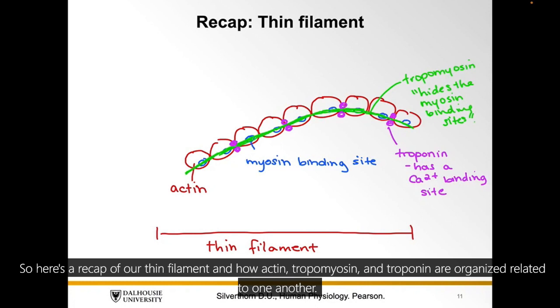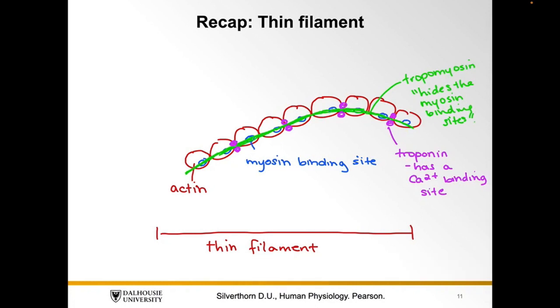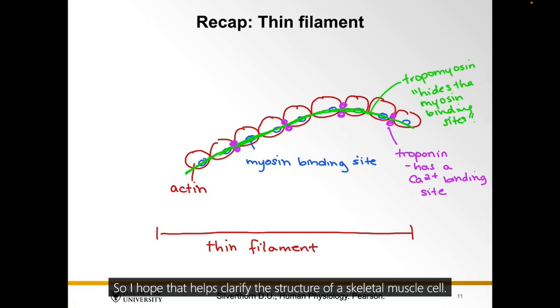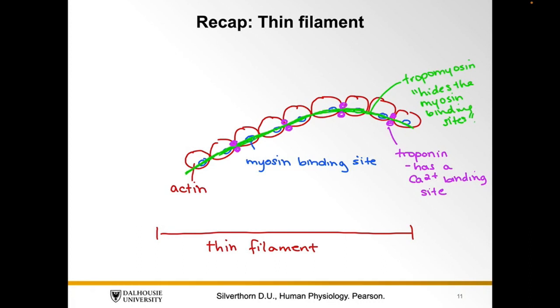So here's a recap of our thin filament and how actin, tropomyosin, and troponin are organized related to one another. So I hope that helps clarify the structure of a skeletal muscle cell, and that lays a foundation for all of the skeletal muscle functions that we're talking about next.